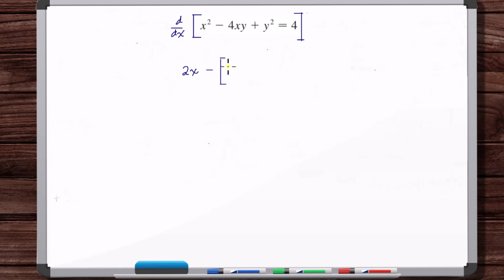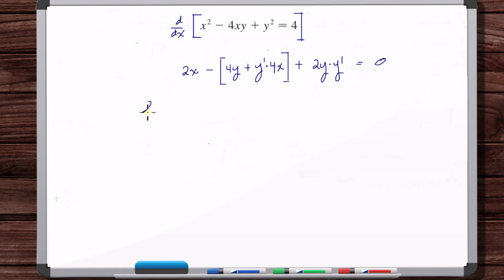The derivative with respect to x of 4x is just 4 times the second, plus the derivative of the second, y prime, times the first. So this derivative minus this derivative plus what is the derivative with respect to x of y squared? We use the chain rule. We've got something squared. The derivative of some function of x squared is 2 times that something times the derivative of that something. Equals d dx of 4, which is just 0.